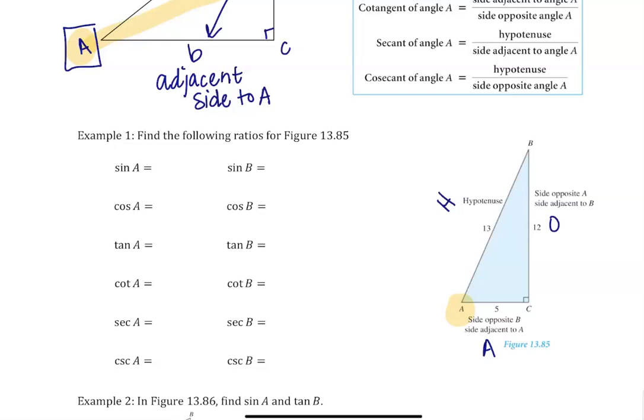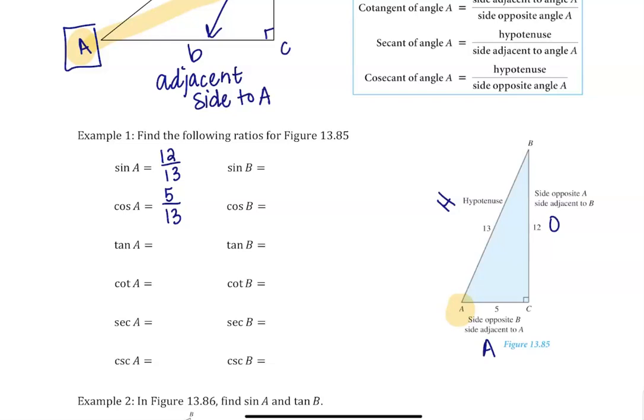So if I wanted to define the sine of angle A, I'm going to make the ratio of the opposite side over the hypotenuse, and it's simply going to be 12 over 13. Now, cosine is the adjacent over hypotenuse. And so the adjacent side is 5, the hypotenuse is 13. So the cosine of angle A equals 5 over 13.